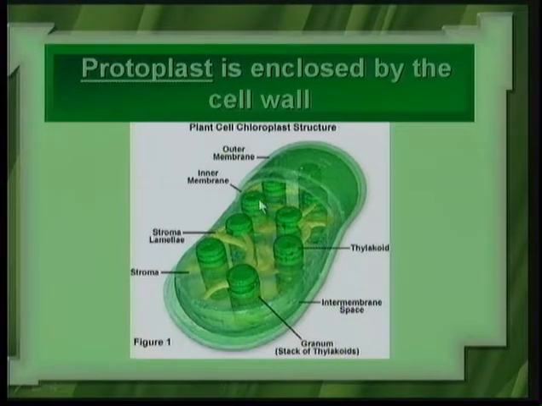Inside of a chloroplast, you have a jelly-like, gelatinous substance, and this is called the stroma. Inside of the stroma is where the Calvin cycle happens. So we have the light reactions happening in the grana, and we have the Calvin cycle happening in the stroma of the chloroplast.